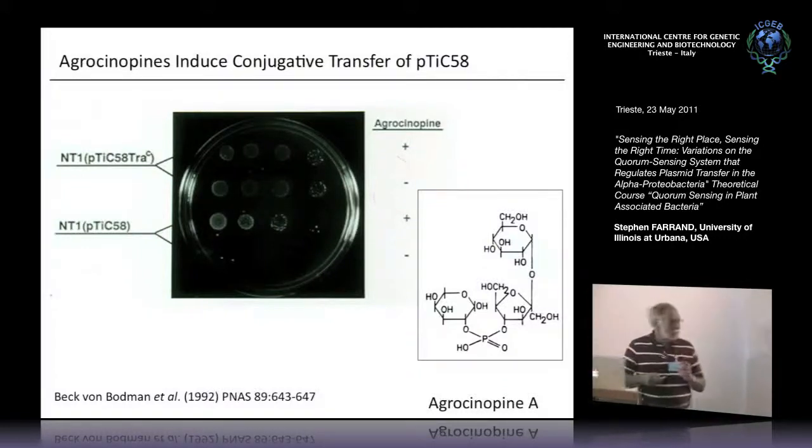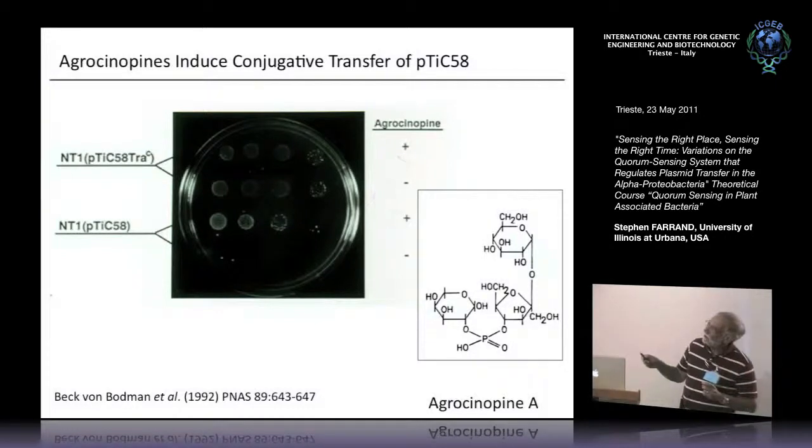Now, I lied to you a little bit. Sometimes you get a colony or two when you grow the donor in the absence. And what you find is that these guys are transfer constitutive mutants. So if now you take one of these colonies and you remate it, what you find is now it transfers at a high frequency no matter whether you grow the donor in the presence or absence of the opine. So these are mutants, and this led us to the discovery of how this whole thing is regulated.